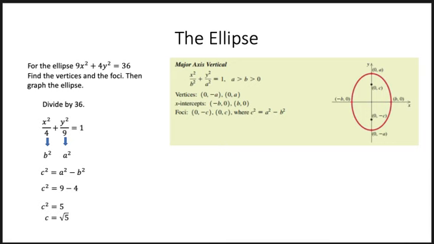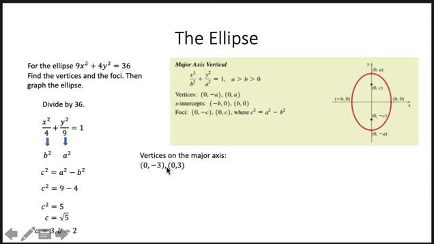Okay, think about what I did, just a quick overview. First, I set that equation equal to 1. I determined if the bigger number was under x or under y. Then I found out what c was. Now I'm simply going to follow these directions to identify the vertices, the foci, and then graph the ellipse.